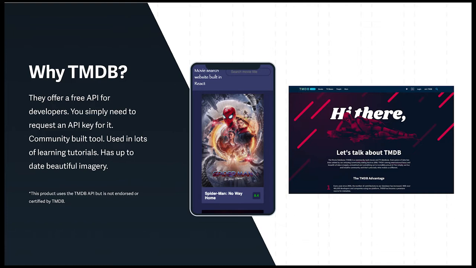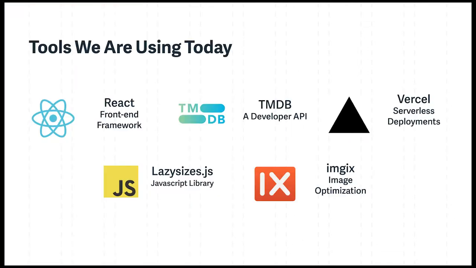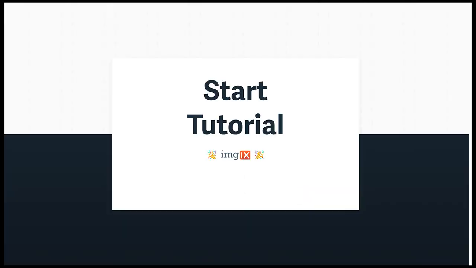So during the tutorial, we're going to be using a couple different tools, not too many though. We're going to use React. We're obviously going to use the TMDB API. We're going to use Lazysizes.js, and we're going to use imgix, and then we're going to use Vercel to deploy. So all pretty simple tools, and all of them are free to start off using. So I think that's really nice as well. Go ahead and take us away on the tutorial, Jamie.